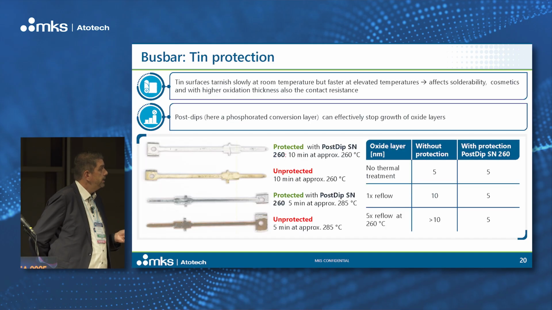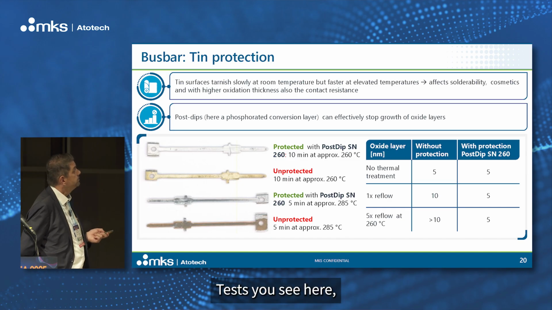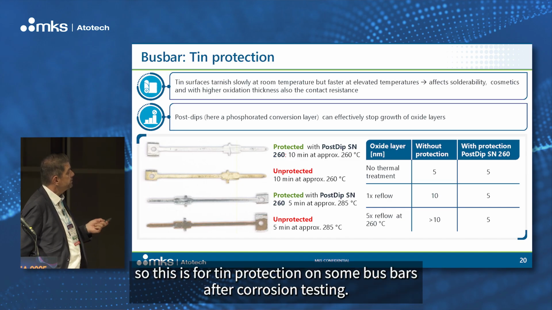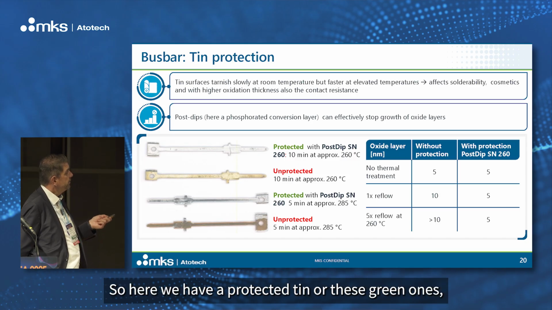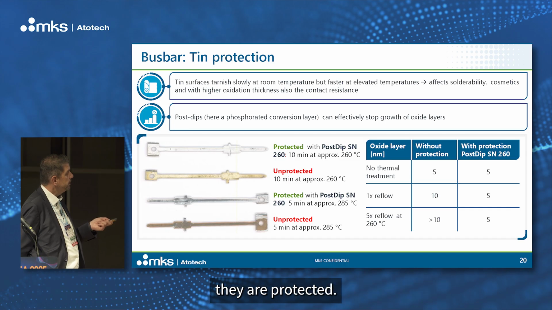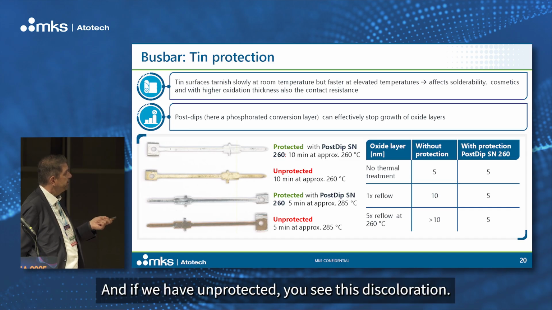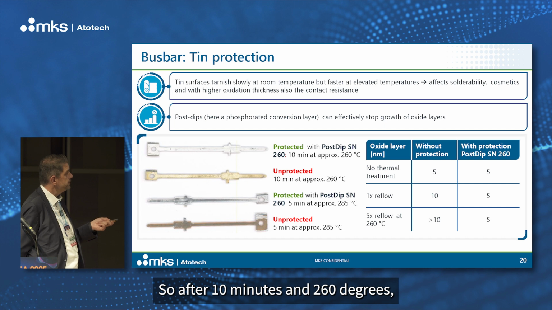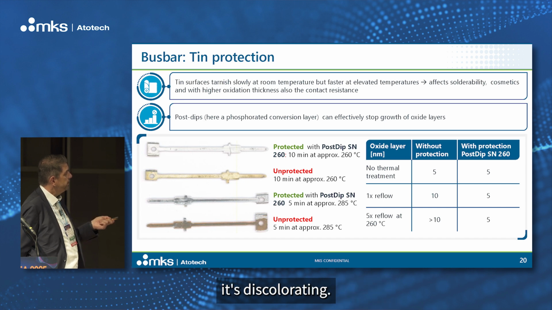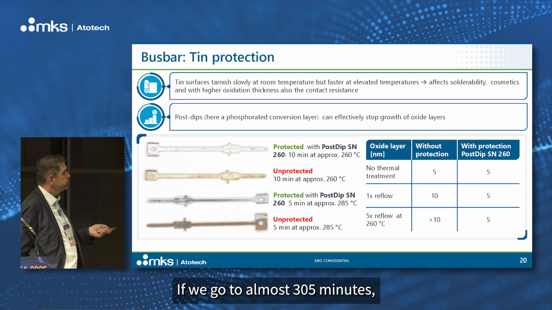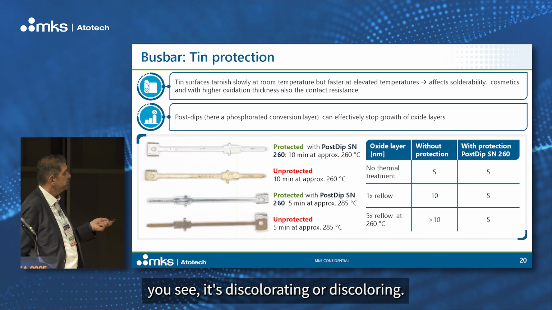Yes, some tests you see here. This is for tin protection on bus bars, some bus bars after corrosion testing. So here we have a protected tin, these green ones, they are protected. And if we have unprotected, you see this discoloration. After 10 minutes at 260 degrees, it's discoloring. If we go to almost 305 minutes, you see it's discoloring.